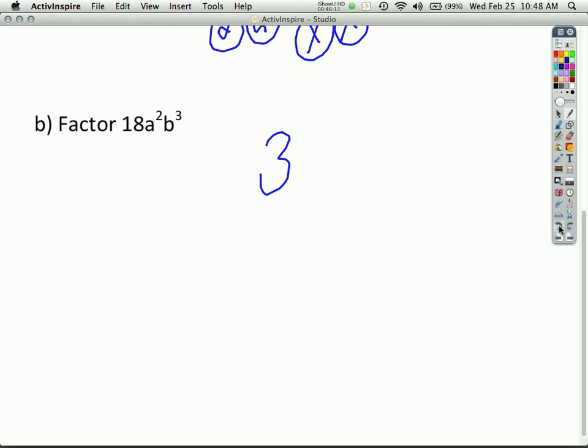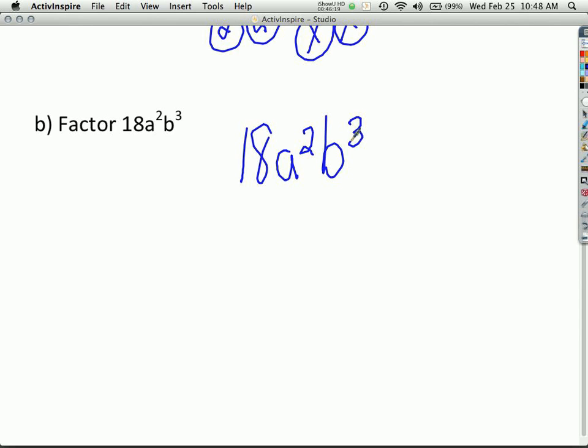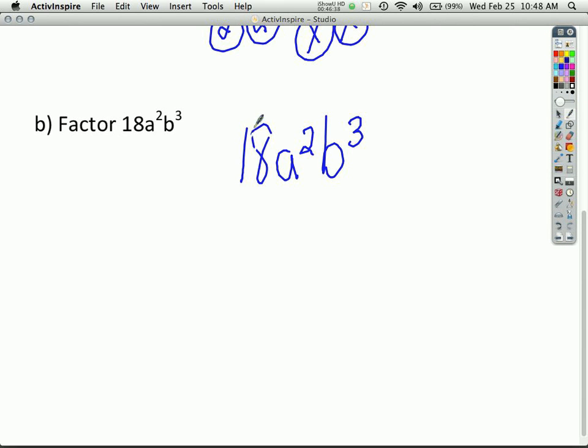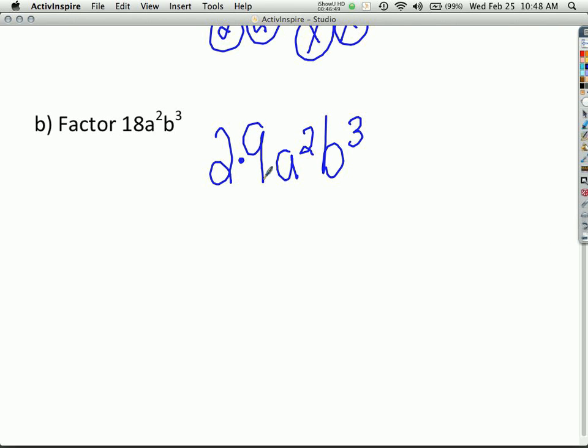So now let me go back to the original. So now we've got 18, a squared b to the third. And you guys told me before that you faded it out, faded in. You had a couple different answers. I don't care what you used. Some of you said 3 times 6, and some of you said 2 times 9. Stick with it. Okay? I'm going to use 2 times 9. So right now, in my mind, the 18 faded out, and in its place appeared 2 times 9.